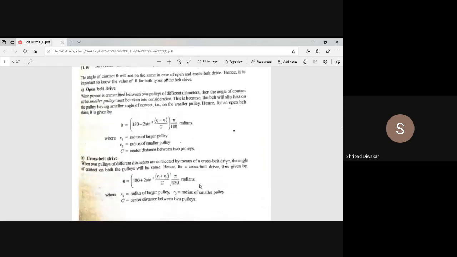Instead of minus, you take plus. So for cross belt drive, theta equals 180 plus 2 sine inverse of (R1 plus R2) divided by C. Here it is minus for open belt, and here you take plus for cross belt. Instead of R1 minus R2 you take R1 plus R2, and the remaining is the same: 180 plus 2 sine inverse of (R1 plus R2) divided by C, into pi by 180 radians.